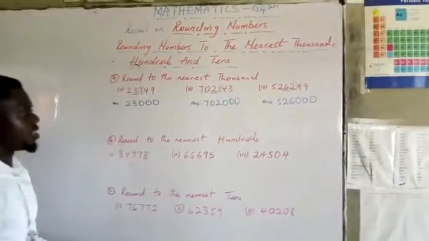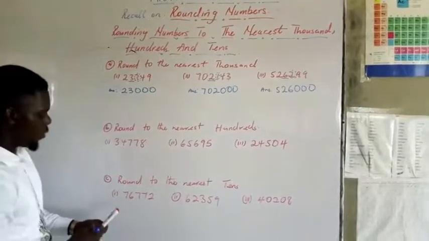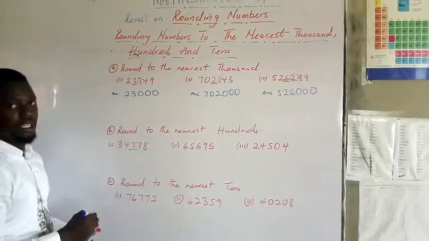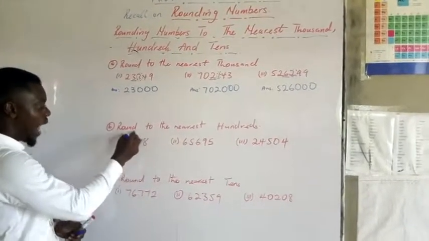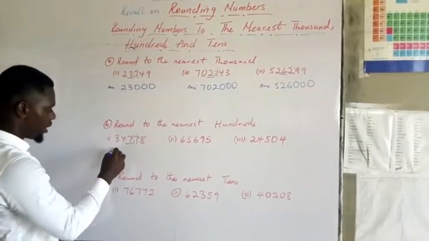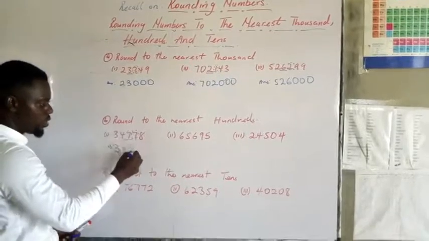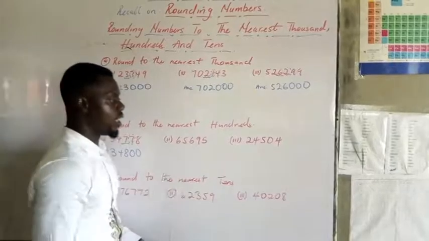So let's round to the nearest 100. We are rounding to the nearest 100. So let's first of all identify the 100 place. It's the 7 over here. Check the digit behind. The digit behind the 7 is 2. So we'll add 1 to the 7 to become 8. So we are going to get 3, 4, 8. After adding the 1 to it, the 7 will change to 0 and this one will change to 0.